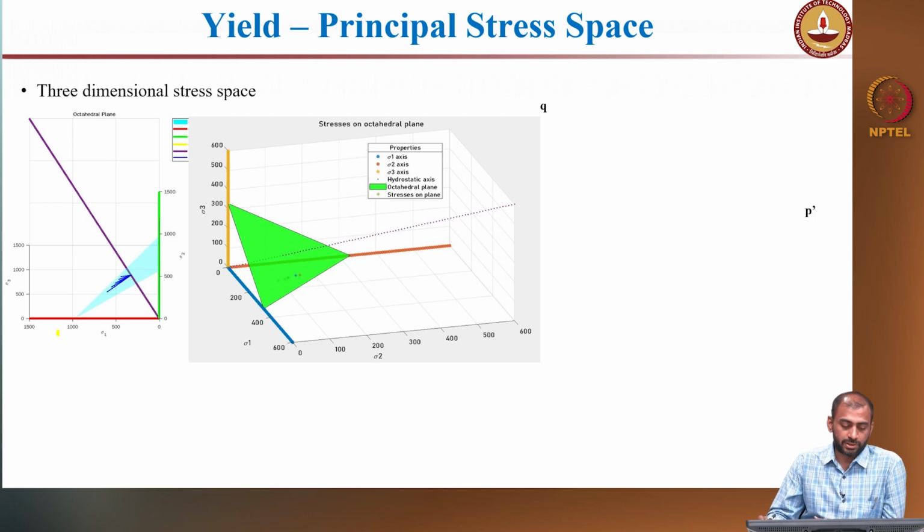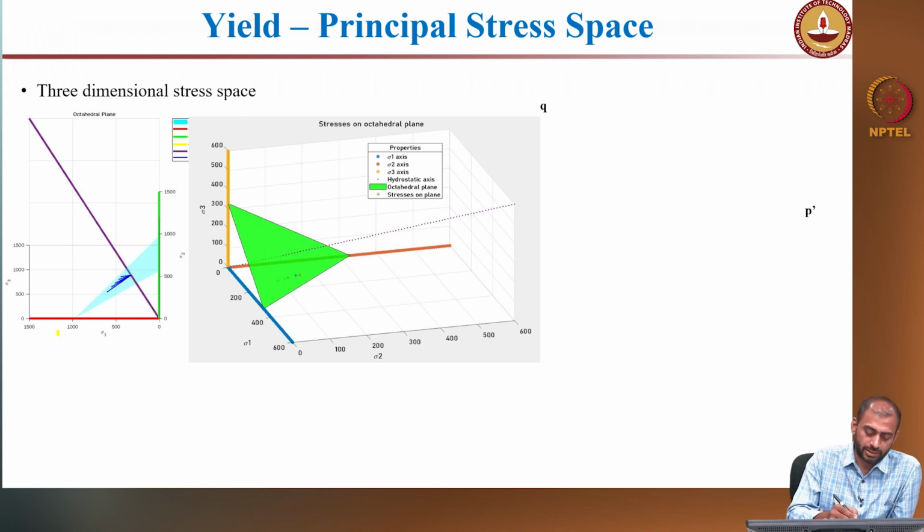So how will you represent all these things in a 3-dimensional space? Usually you use a principal stress space, a Euclidean space, to represent the material response. So you hydrostatically compress the material, and then you reach a particular point, and then perform your test, and then you will try to locate the failure locus on this octahedral or deviatoric plane, right.